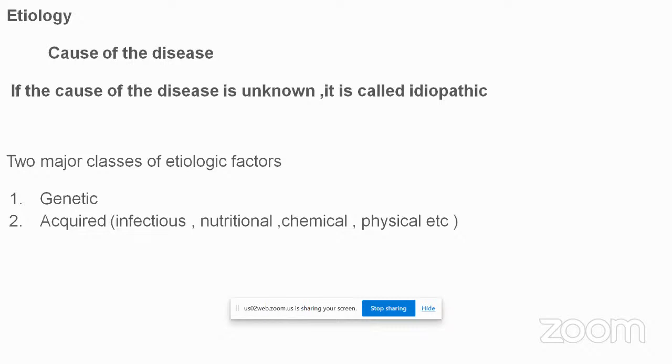Also, there are two major classes of etiologic factors. The first one is genetic factors and the second one is acquired factors. Genetic means hereditary, the father-mother relationship. That is genetic. Acquired means infectious, nutritional, chemical, physical, etc.